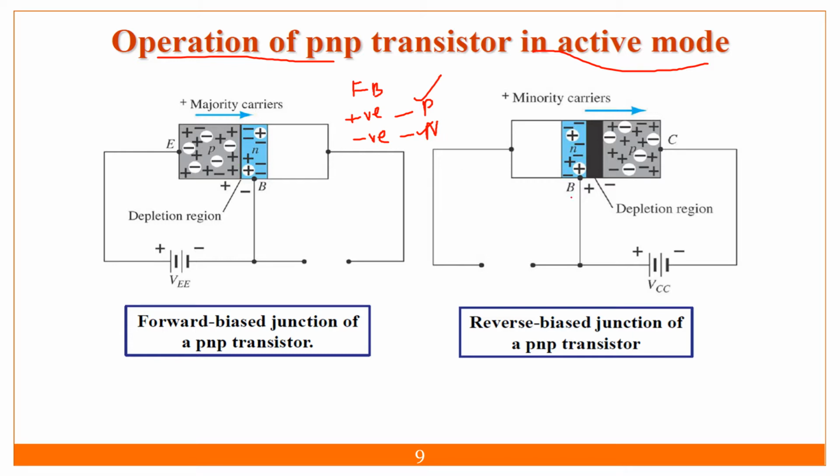I have done it over here: this is my n-type material, and I have connected it to the positive terminal, and the p-type material I have connected to the negative terminal of the battery. So reverse is there, so it is called reverse bias. So first we will discuss the emitter to base junction.